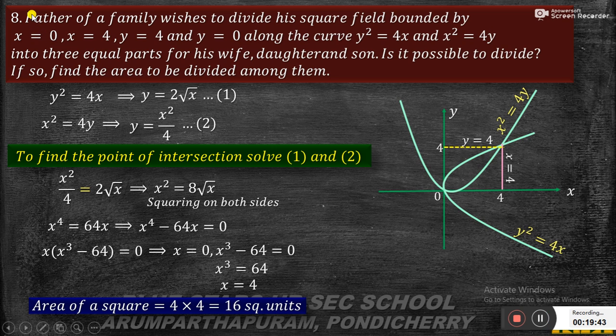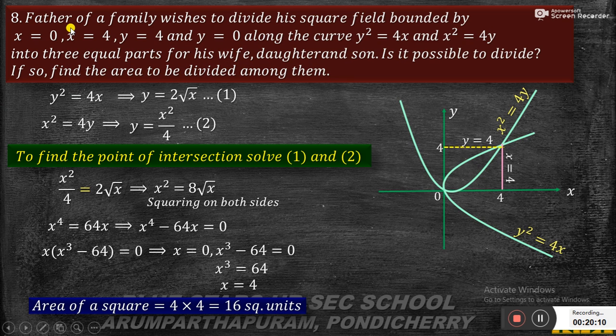So now we discuss the eighth problem. A father of a family wishes to divide his square field bounded by x equal to 0, x equal to 4, y equal to 4 and y equal to 0, along the curves y square equal to 4x and x square equal to 4y, into 3 equal parts for his wife, daughter and son. Is it possible to divide? If so, find the area to be divided among them.